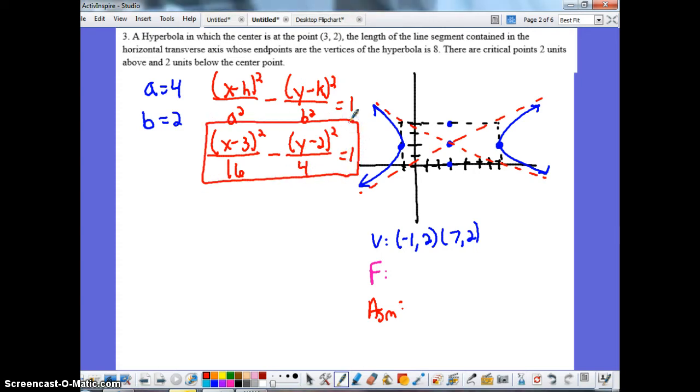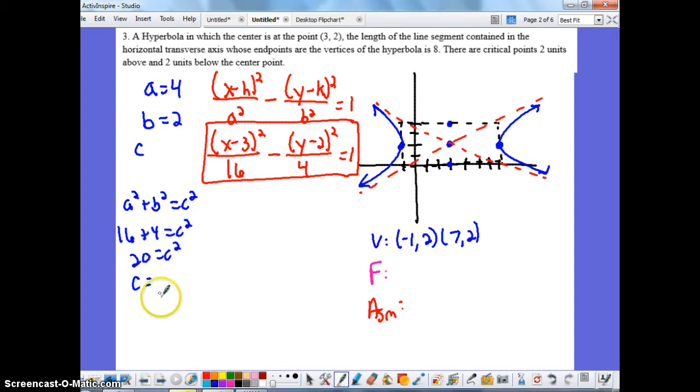To solve for my foci, I'm going to need my letter c. To do that, I have to use my Pythagorean theorem. Remember, using the Pythagorean theorem as it is normally written, a squared plus b squared equals c squared for the hyperbola. So that's going to be 16 plus 4 equals c squared. 20 is equal to c squared. So c is equal to the square root of 20, which reduces to 2 root 10. C is 2 root 10. That's what I'm going to use for my foci.